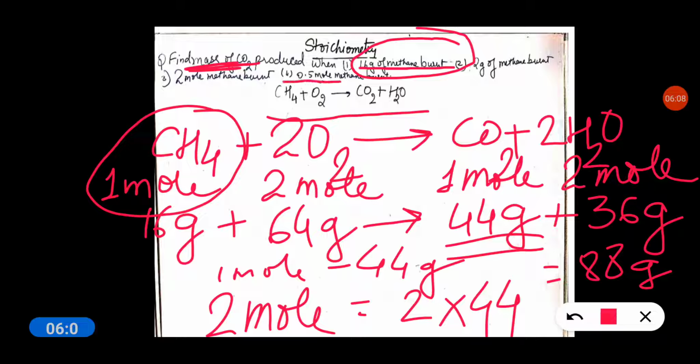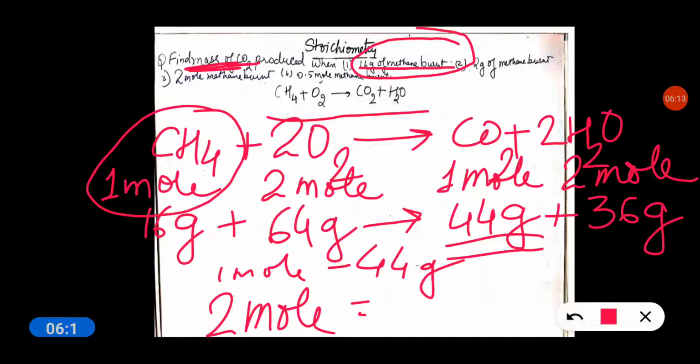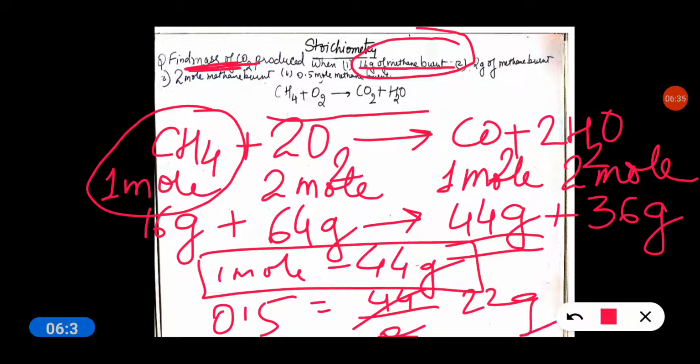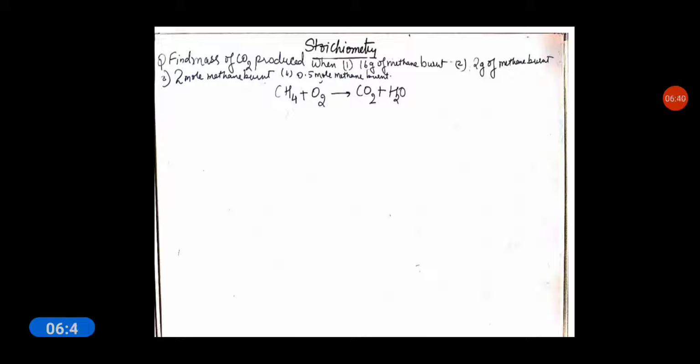And for the last one, 0.5 mole. Instead of 2 mole, now they are asking for 0.5 mole. This relation you know from the equation: 1 mole gives 44 grams CO2. So 0.5 mole gives 44 multiplied by 0.5, that is 22 gram. Right? So in this way, try to calculate.